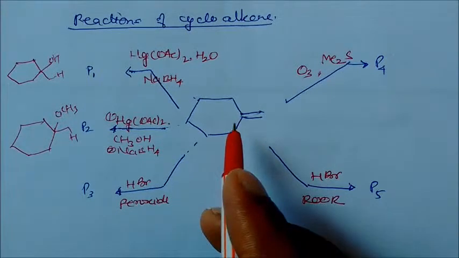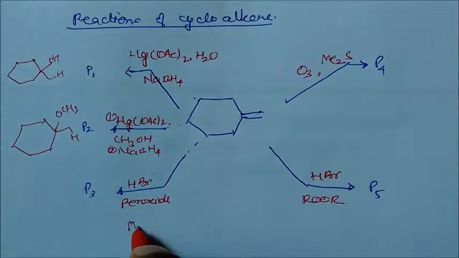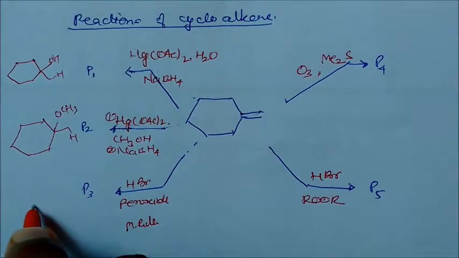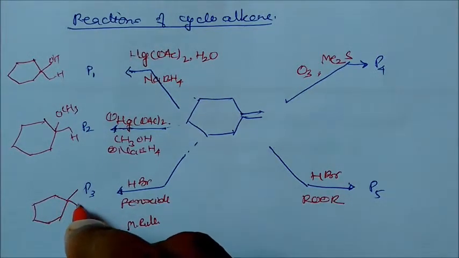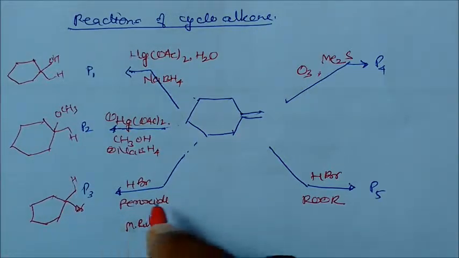HBr peroxides in this case. So again they will follow the Markovnikov rule. So we will get product on two sides. One will be your Br this side, hydrogen this side. So this is the Markovnikov rule.